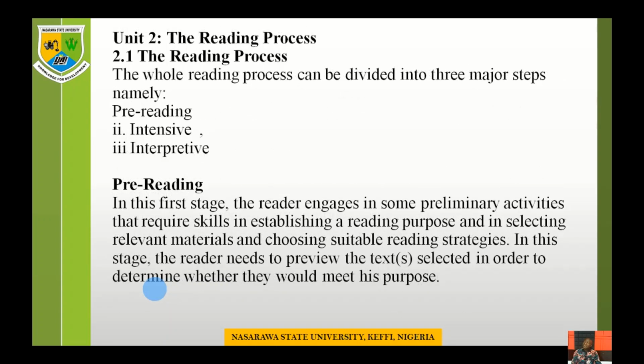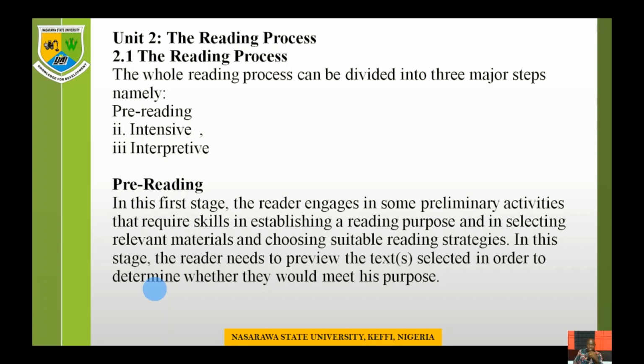Now that takes us to the second unit of this course, which is the reading process. Now the entirety of the reading process can be divided into three major steps. Namely, number one, pre-reading. Number two, intensive. And number three, interpretive. Now the first one, pre-reading.